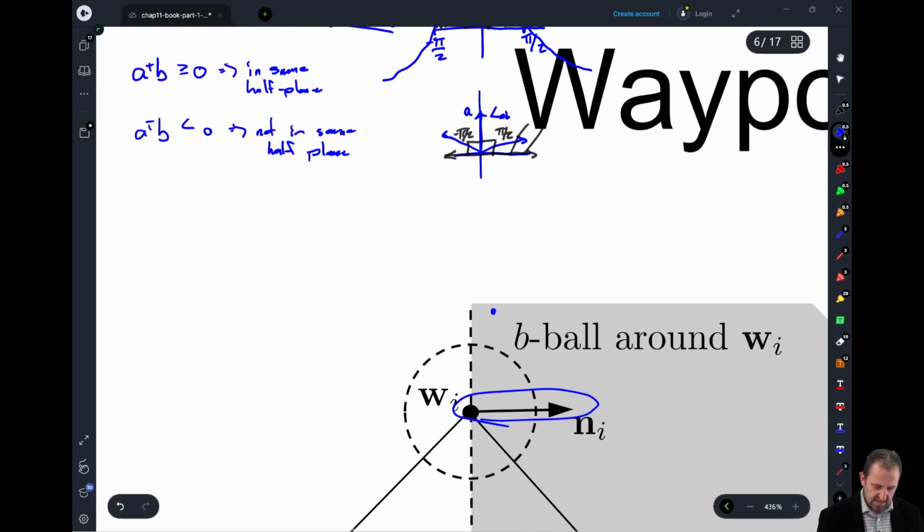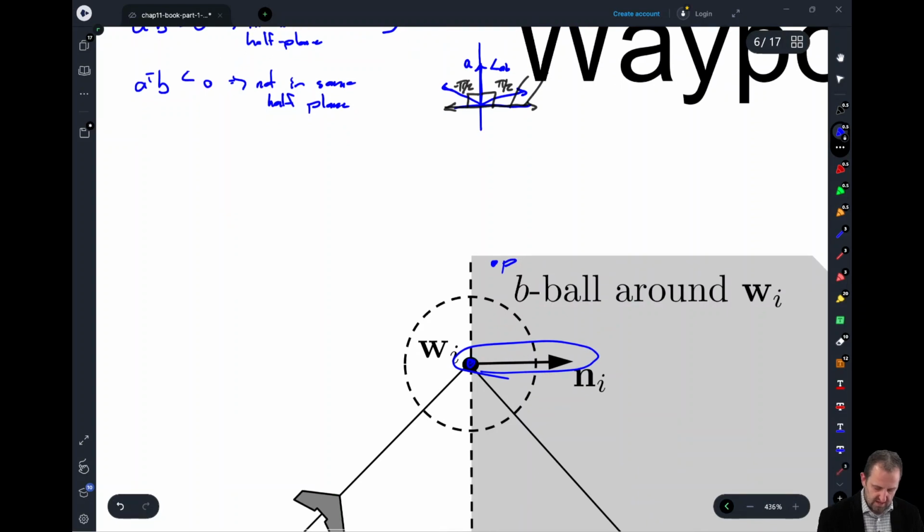So now we could test any point, and we could say, this is our position P. If we say here's the vector from WI to P, we can look to see if it's in the half plane by just looking at P minus WI transpose times NI. And if that's greater than or equal to 0, then it's time to switch, right? So we've crossed that half plane.